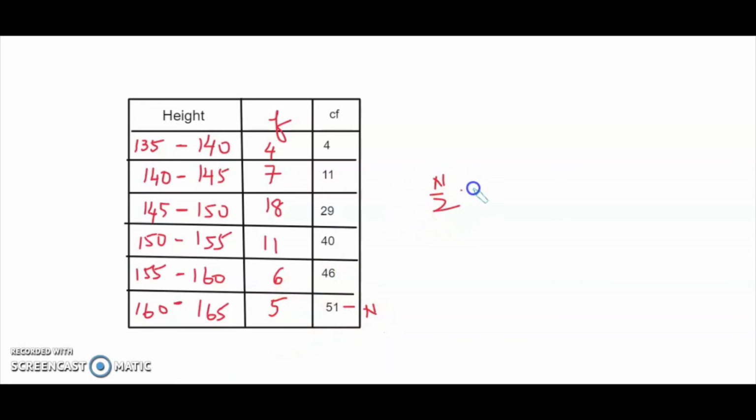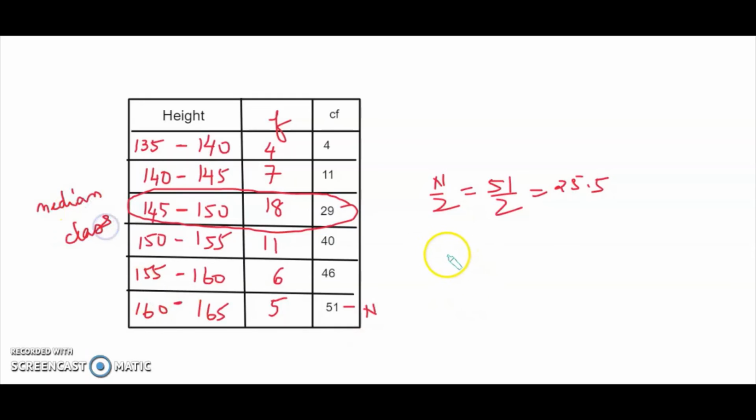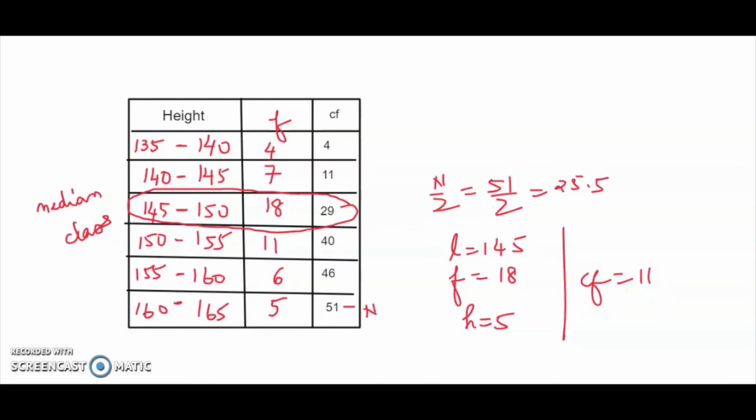So n by 2 is 51 by 2, which is 25.5. So which class will we be selecting? Yes, this class will be our median class. Right? So L is 145. F is 18. H is 5. And CF is 11. Right?